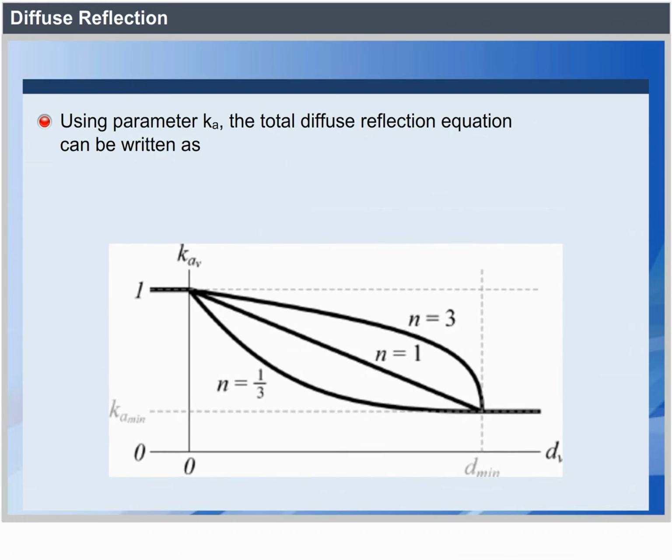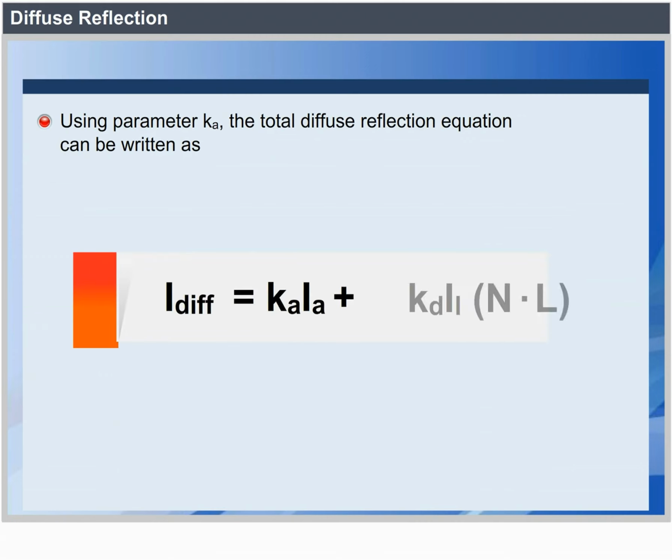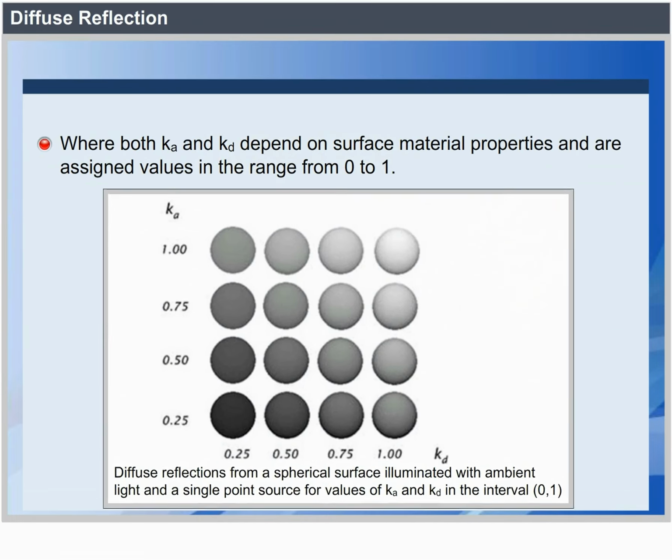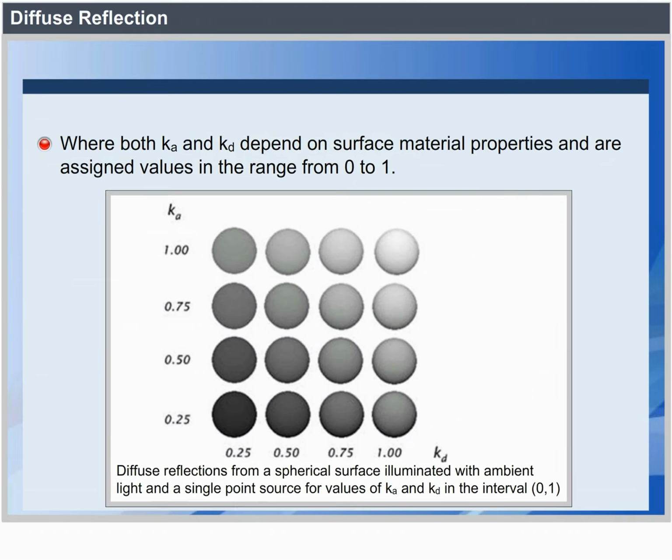Using parameter Ka, we can write the total diffuse reflection equation as I diff equals Ka Ia plus Kd Il (N dot L), where both Ka and Kd depend on surface material properties and are assigned values in the range from 0 to 1.